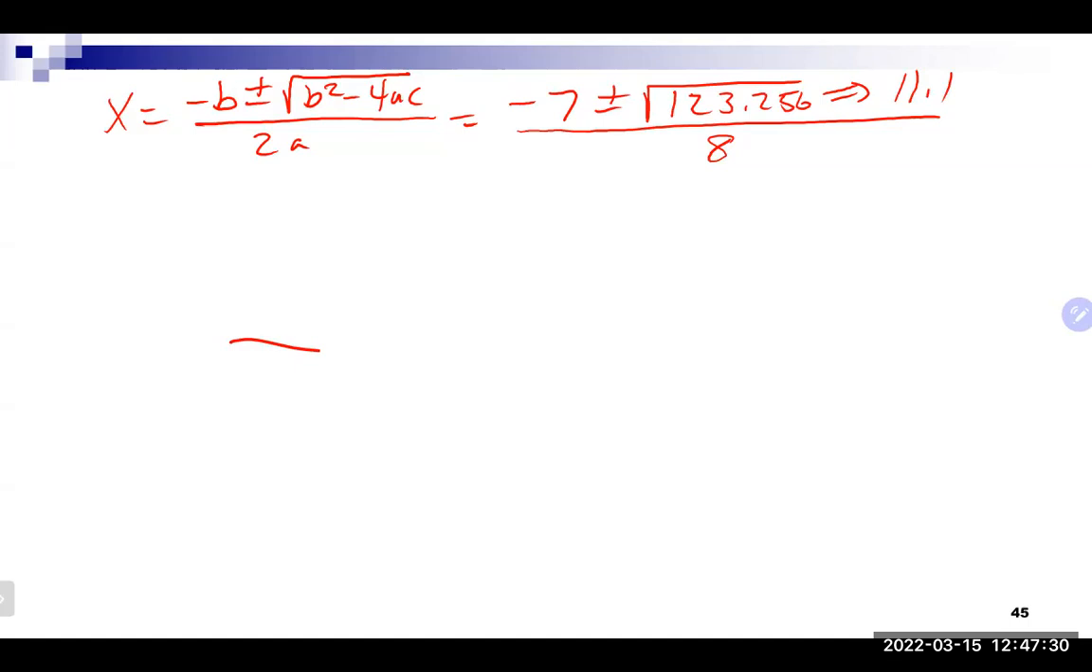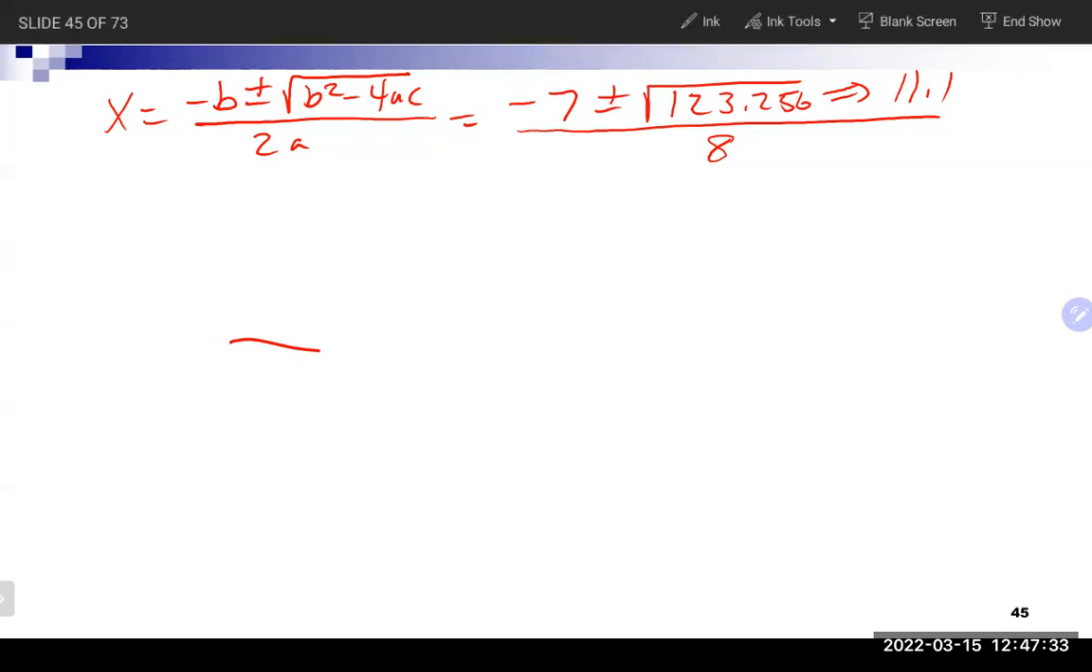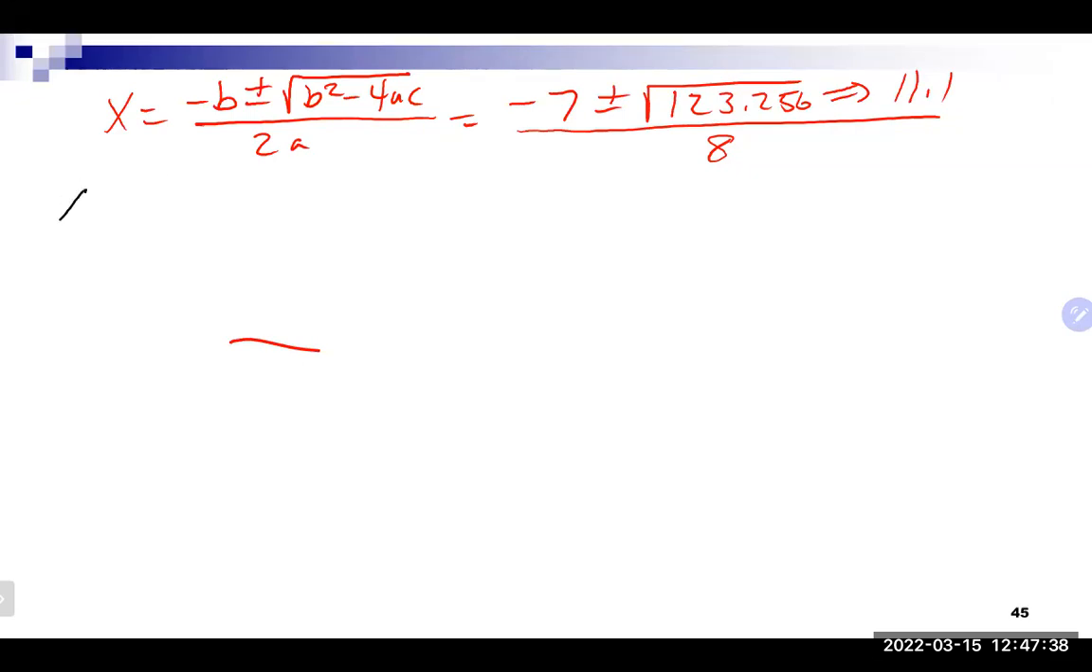That now will give me, again, 2 x values when I do that. Again, doing the positive followed by the negative. So we'll do the positive one first there. So that's going to be minus 7 plus 11.1 divided by 8. Gets me a 0.513, we'll call it. Or if I did the negative, that would be negative 7 minus 11.1 divided by 8. Gets me a negative 2.2625. Any questions on that so far?